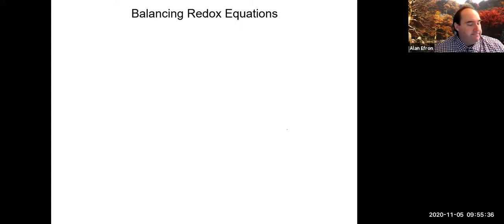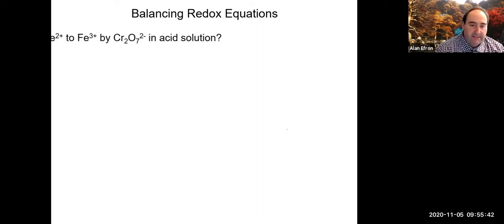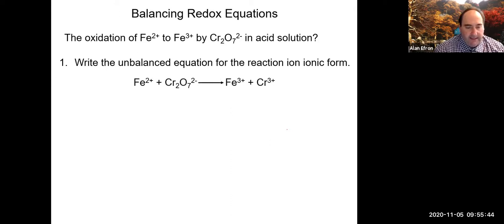Okay, what we're going to talk about next is balancing more complicated redox reactions. And again, depending on who you had for 50 or whatever it may be, you might have gone into detail on this, you might not have. So we're just going to go over it and make sure everybody is on the same page, because you do need to understand how to do these things for sure.